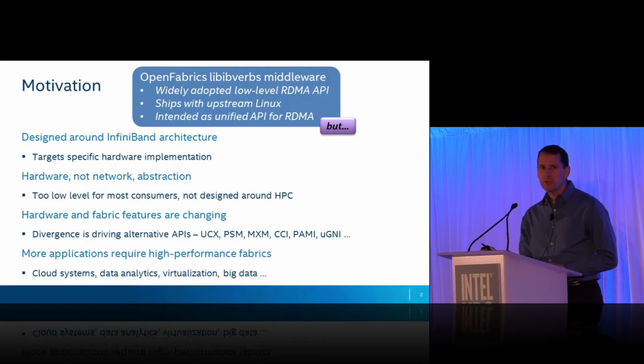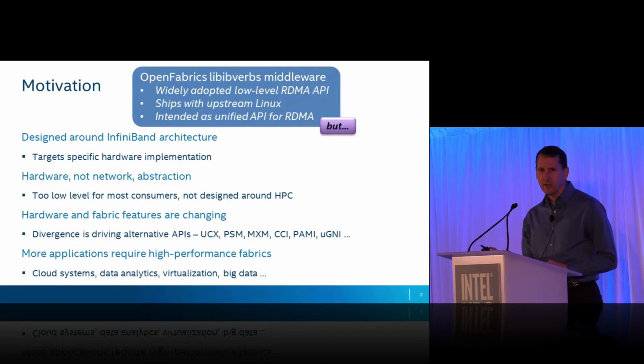We also see that we have additional hardware and fabric features occurring. And one of the results of this is that as these new hardware features occur, because this verbs interface is so low level, we're having to continually change the verbs interface to adapt to these new hardware features. And as a result, we end up with multiple APIs being developed.